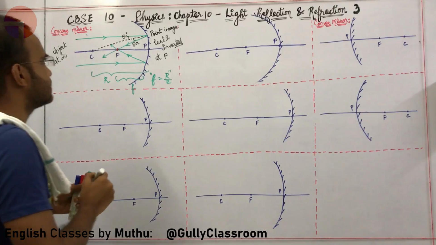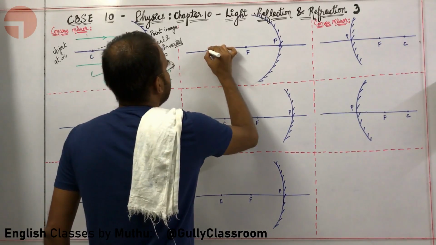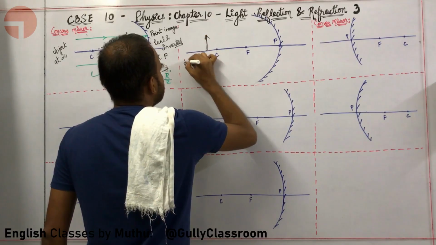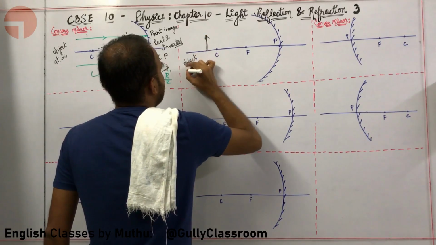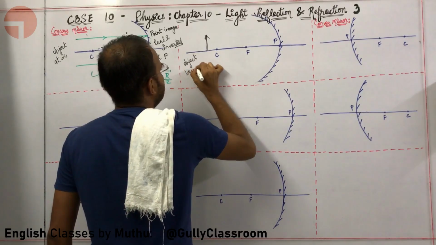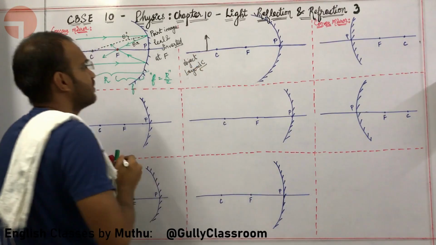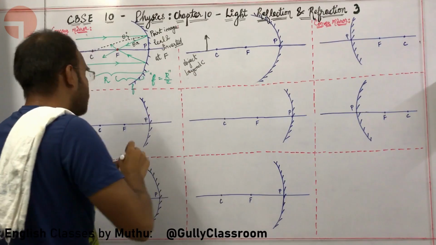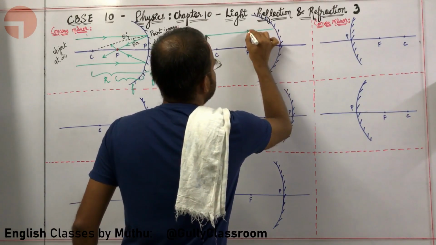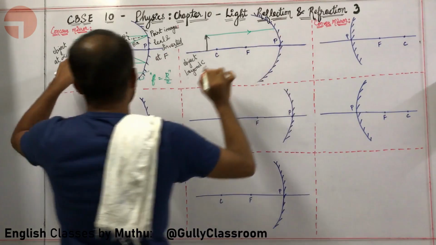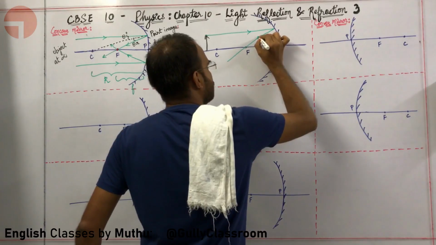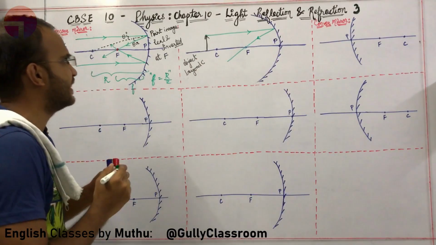Now I want to understand what will happen when an object is beyond C. Here what is happening? Object beyond C. Okay, now what will happen, sir? Here, once more, a parallel beam of light to the principal axis can be drawn. This will be, as in the case here, sent towards F. Beautiful.